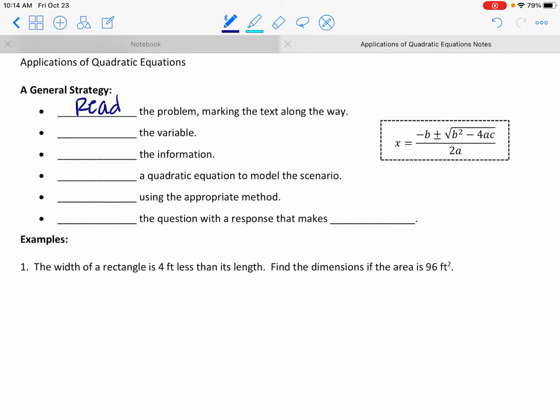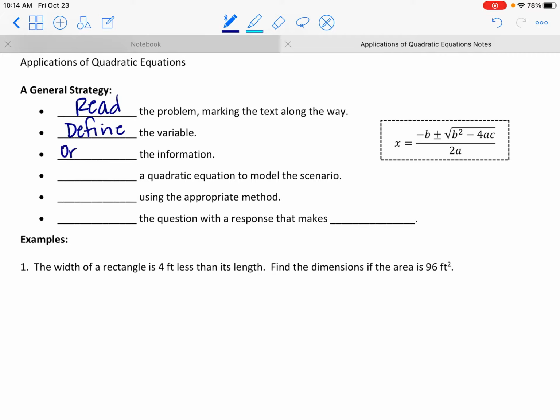You can mark the text along the way. So if there are important things that you wanted to underline or highlight or list out, but when you read the problem and understand what it's giving you and what it's asking for, that piece that it's asking for is going to help you define the variable. So you want to make sure that you define the variable. That way, once you've solved, you know exactly what it is that you've solved for.